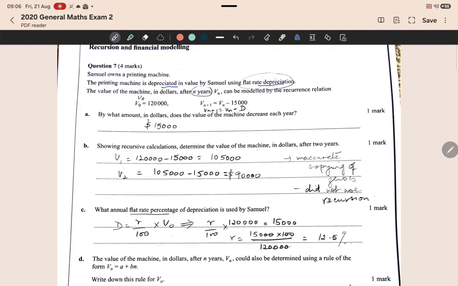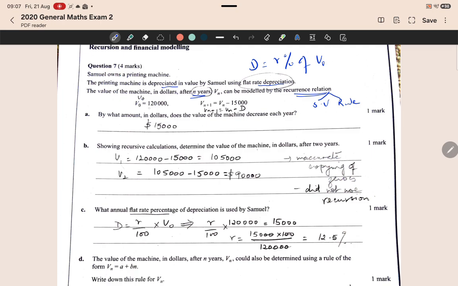Now, flat rate depreciation means it reduces by the same amount every year, and that depreciation is a percentage of the initial value. The value of the machine after n years is given by this recurrence rule. So recurrence rule implies there should be a starting value and a rule which they have shown you.